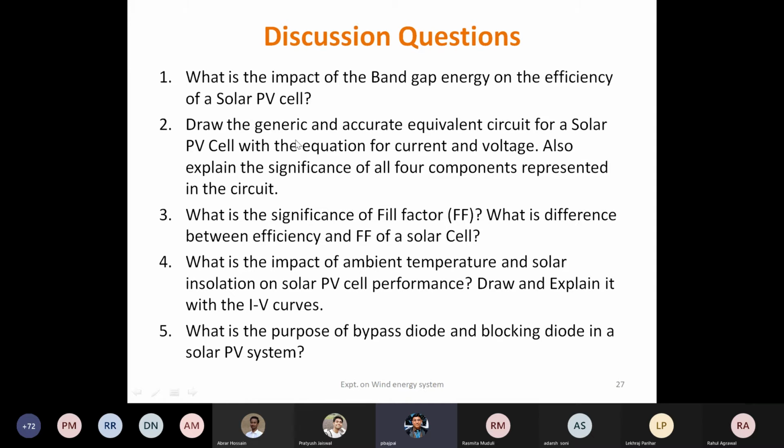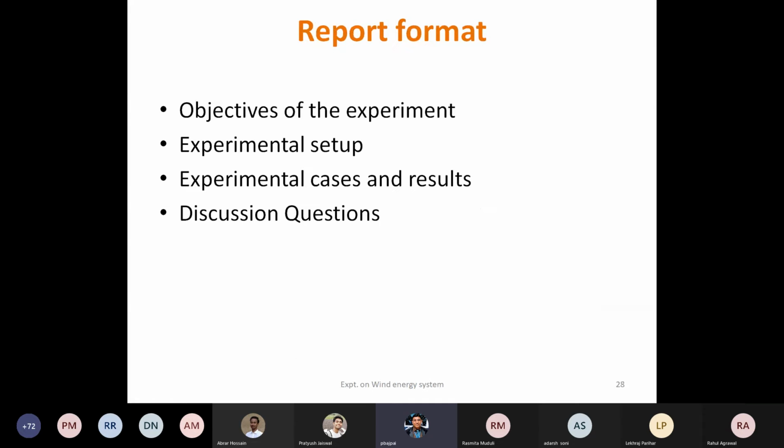Next, the generic and accurate equivalent circuit for a solar PV cell. We have already seen the equivalent circuit, with the equation of current and voltage, which is also given. Also explain the significance of all 4 components represented in the circuit: IL, ID, RS, RSH. You just go through the chapter and follow it up. What is the significance of fill factor? I have just discussed that. What is the difference between efficiency and the fill factor of a solar cell?